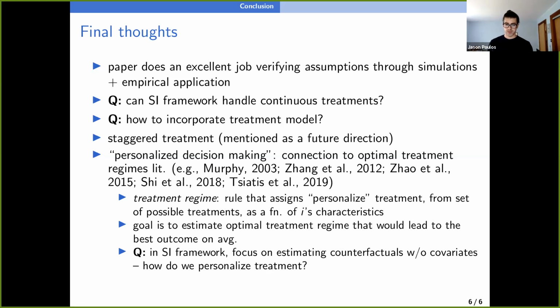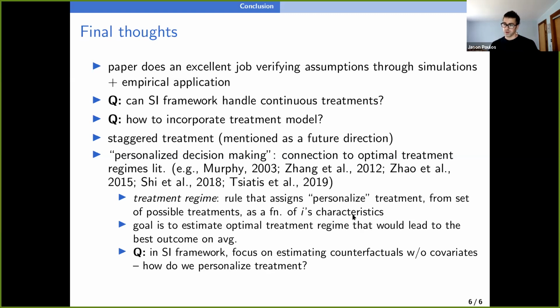And lastly, I want to point out that there are connections made to the synthetic control and econometrics literature and the RCT literature, but there's also this potential connection to make to the optimal treatment regimes literature. And so in this literature, they're trying to find what the optimal treatment is for each individual corresponding to this individual's covariates. And so there's an idea of optimality that the treatment regime would lead to the best outcome on average.